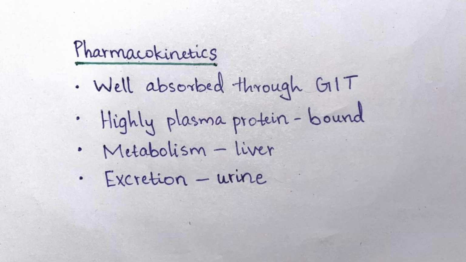Coming to the pharmacokinetics, calcium channel blockers are well absorbed through GIT. They are highly bound to plasma proteins, and metabolism is mainly hepatic. They are excreted in urine.